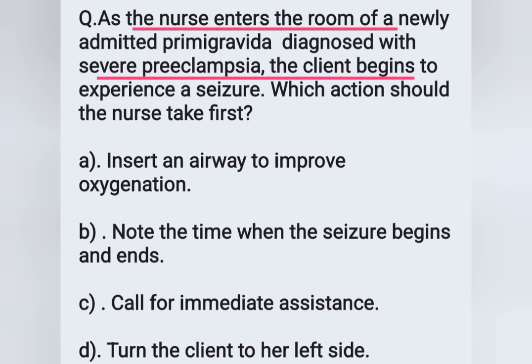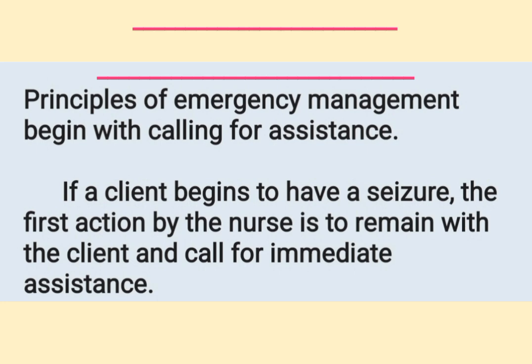Here the question is, a primigravida woman is admitted to the hospital with a diagnosis of severe preeclampsia. The nurse just enters this patient's room and finds that the client begins to have a seizure. What action does the nurse do first? Immediately the patient started to experience seizure, so what is the first nursing action? Here in case of preeclampsia, the principle of emergency management begins with calling for assistance. So as a nurse, she should call for help.